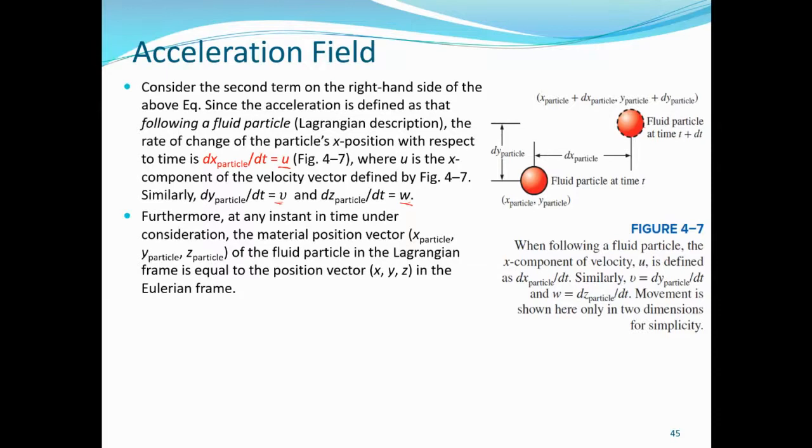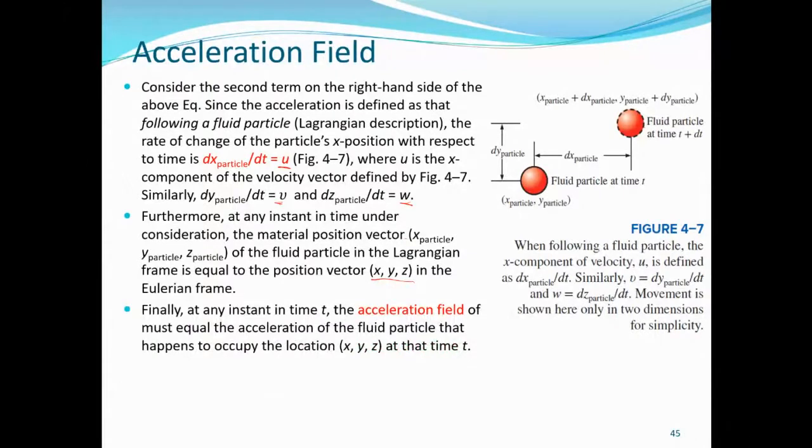Furthermore, at any instant in time under consideration, the material position vector of the fluid particle in the Lagrangian frame is equal to the position vector in the Eulerian frame. Okay, so finally, at any instant in time, the acceleration field must equal the acceleration of the fluid particle that happens to occupy this location. Okay, so here we are now transforming this. The acceleration of the particle, which is dv dt, is now del v del t plus u del v del x plus v del v del y plus w del v del z.